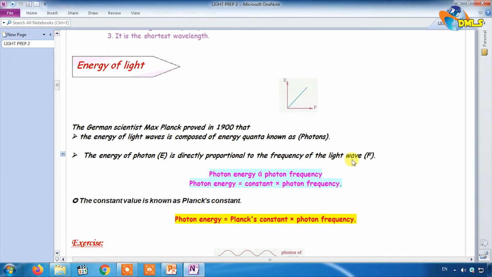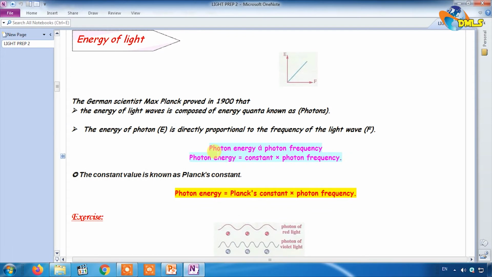Okay, so this is the symbol of direct proportion between photon energy and photon frequency. When photon energy increases, photon frequency increases. When it decreases, it decreases. So we call it directly proportional.